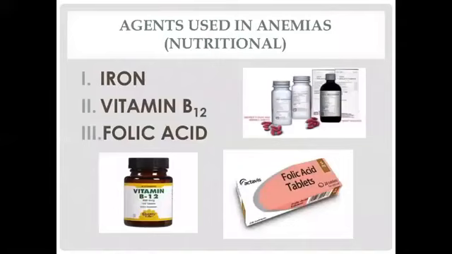There are 3 essential nutritional requirements for red blood cell production, and thus they are effective in the treatment of anemias. These are iron, vitamin B12, and also folic acid. So we will discuss each of these agents, and then we will tackle their pharmacology and also their clinical applications.